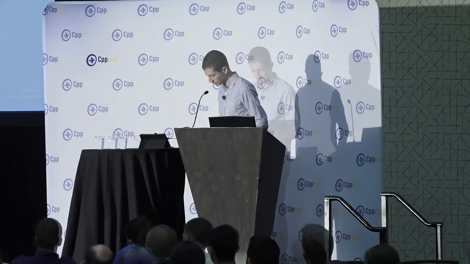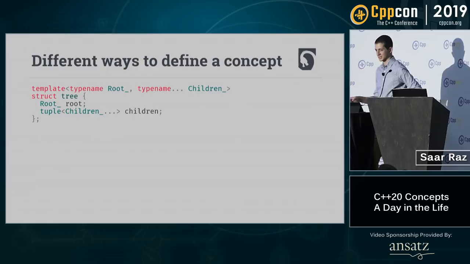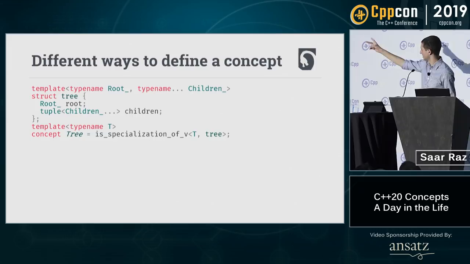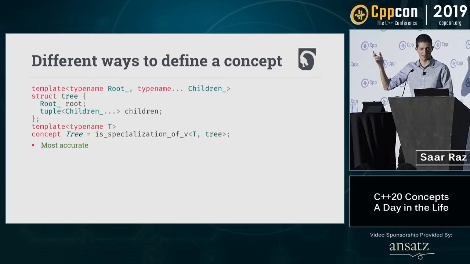Okay, so there are a couple different ways to actually define a concept for this template. The first is the one we saw before. It's a very easy solution: just say that it's a specialization. This is a mistake over there. It should be tree and T. And this solution is pretty accurate, right? We do really want specializations of tree to be considered trees.